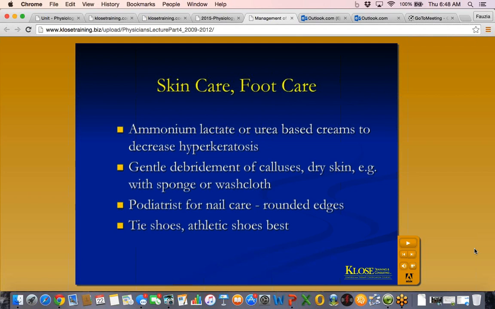So we want to keep the area dry and make sure the patient understands hygiene. If they do have a fungal infection, there are antifungal creams or oral antifungals. Skin care and foot care are very important. Urea-based creams, ammonium, and they might have to get debridement of any calluses or dry skin using a sponge or washcloth.